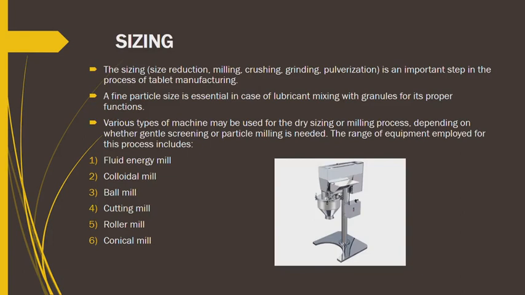Various types of machines may be used for dry sizing or milling process, depending on whether gentle screening or particle milling is needed. The range of equipment employed for this process is fluid energy mill, colloidal mill, ball mill, cutting mill, roller mill and conical mill. So for the process of sizing, we use different types of mills, which I have enlisted here.